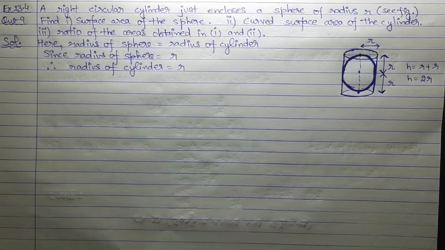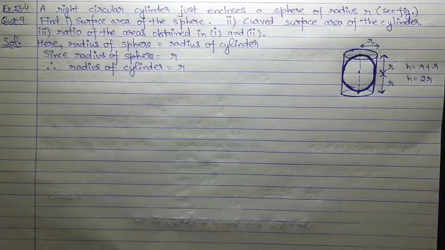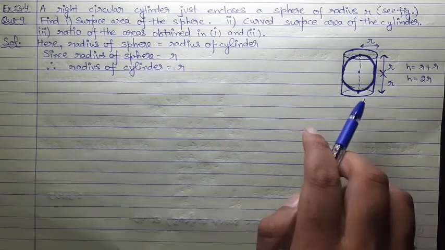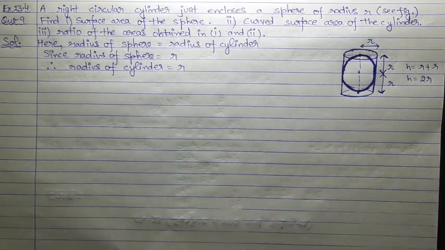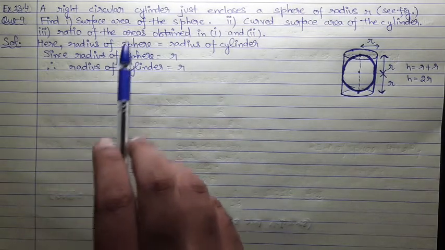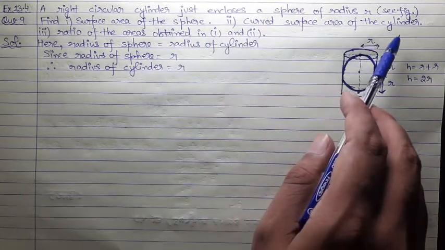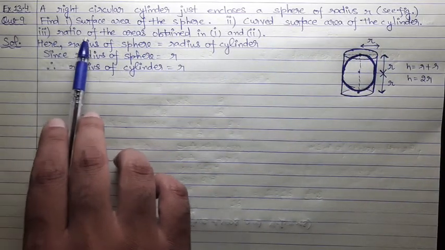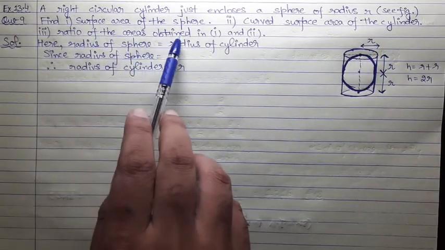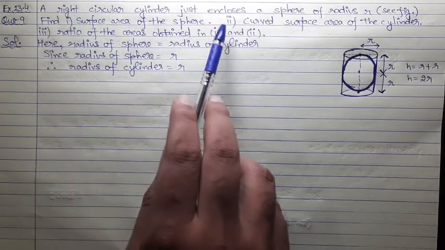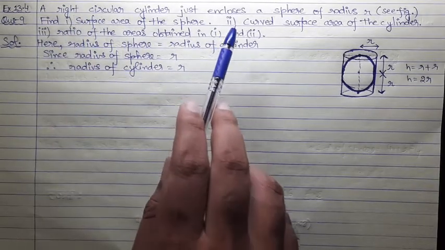Exercise 13.4, question number 9. A right circular cylinder just encloses a sphere of radius r. See figure. Find first the surface area of the sphere, second curved surface area of the cylinder, and third ratio of the areas obtained in first and in second.